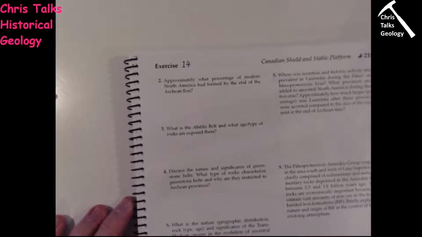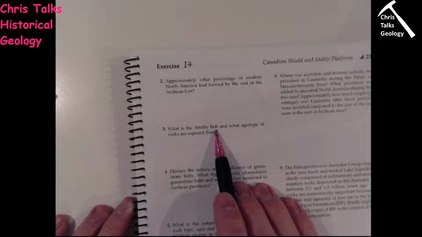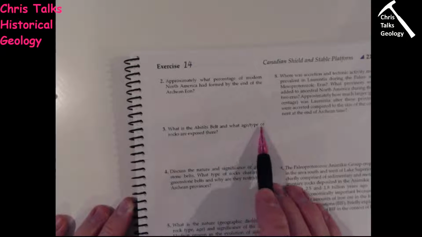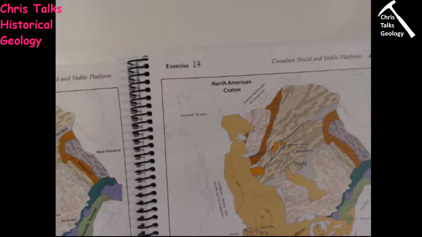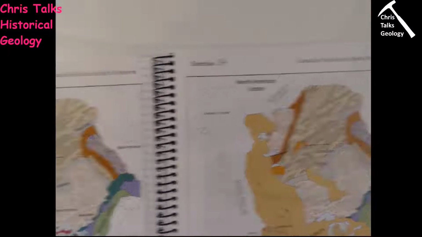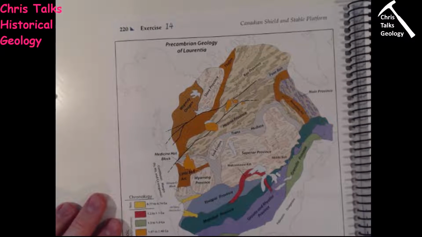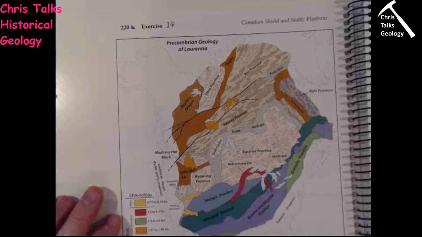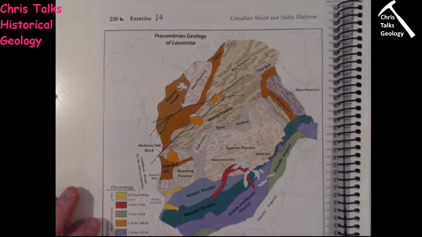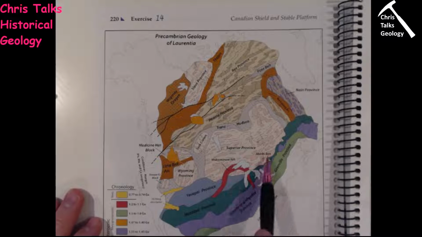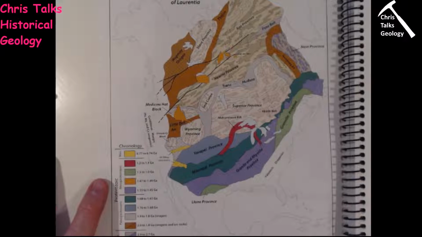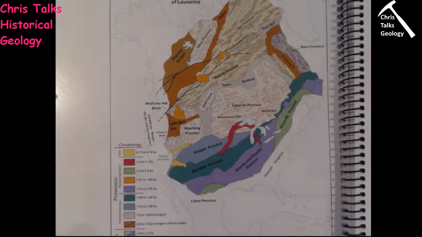So next, question 3. What is the Abitibi Belt, and what age/type of rocks are exposed there? Okay, so the Abitibi Belt. Let's try and locate that. So let's have a look around. It'll be around here somewhere. Aha! There it is right there. Oh, sorry, let me just get the diagram. There we go. So the Abitibi Belt is located right here. Now obviously you can get the age of the rocks of the Abitibi Belt, because you can read off the age of these rocks on the key down here. So you can do that bit pretty easily.